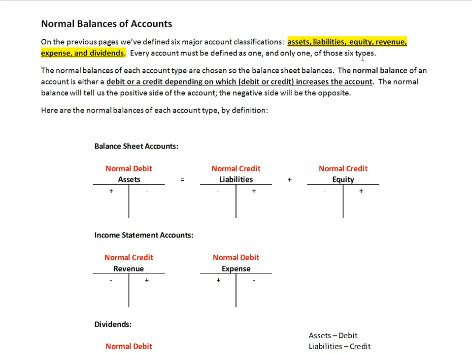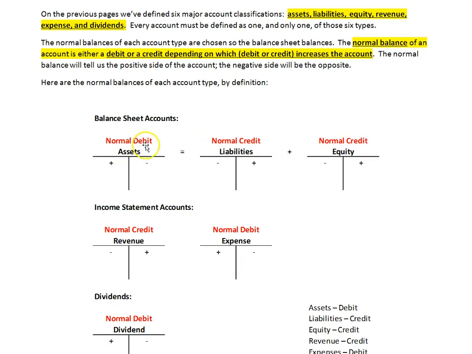Alright, the normal balance of each account type is chosen so the balance sheet balances, okay? The normal balance of an account is either a debit or a credit depending on which one increases the account. What we're going to do is just define which ones are debit and credit, and this is what everyone in America uses. They use these definitions.